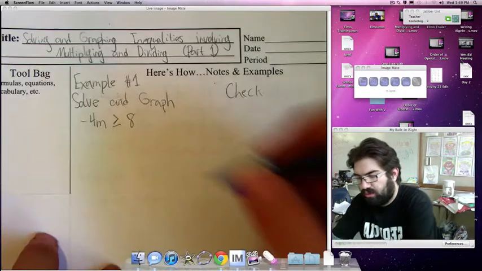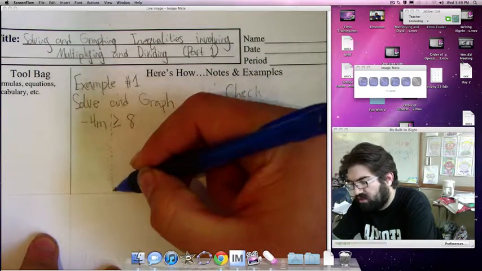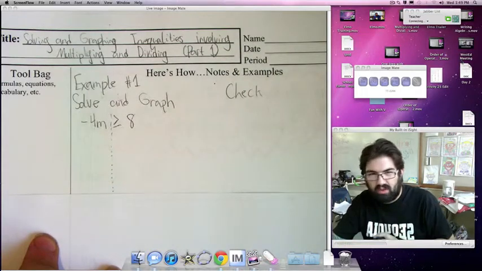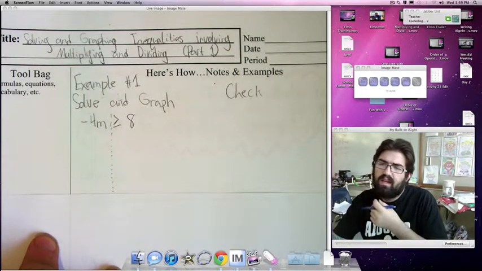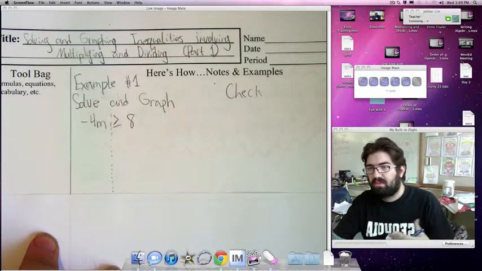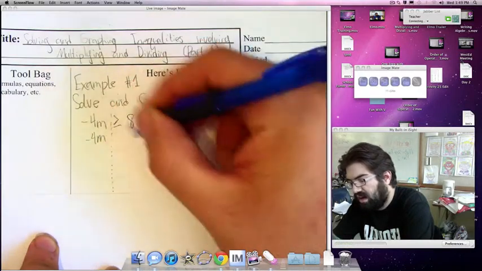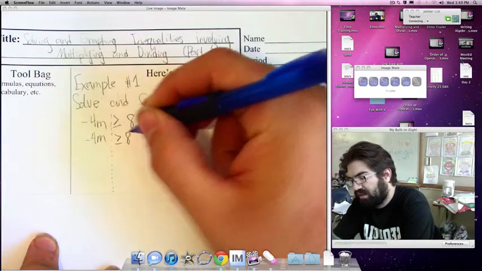So here we go. We're just going to go for it. We're going to draw a balance line. Again, don't draw it through the inequality. That kind of makes it look a little nasty. Do it on the side. -4m means -4 times m. So I'm going to rewrite, but I already know the inverse of multiplying is dividing.